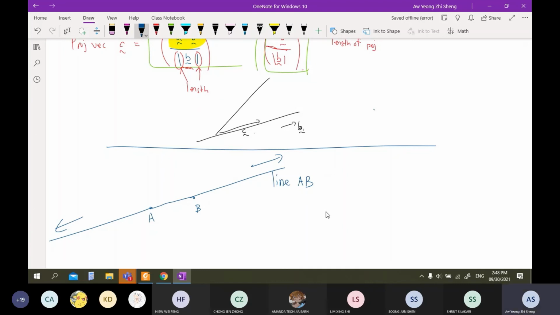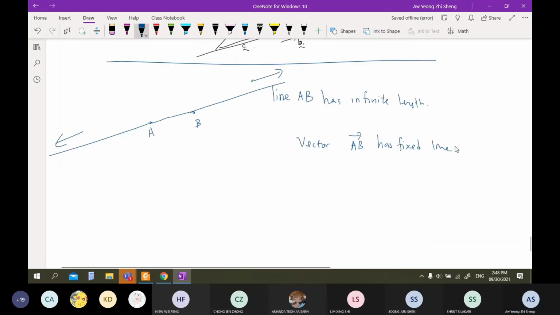Vector has a fixed length, line has infinite length. Notice the wording used. If it is vector AB, it has fixed length, but line AB has infinite length. Yeah, and so be careful with the terms used here. Fixed length. Right, so this is the first basic understanding. Line has infinite length, especially in the chapter of vectors.